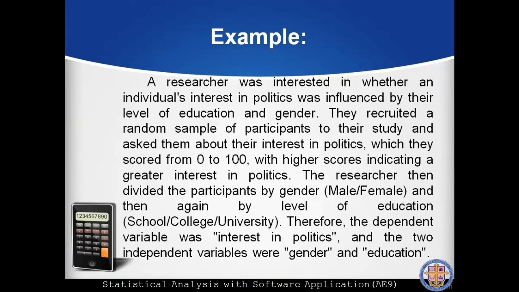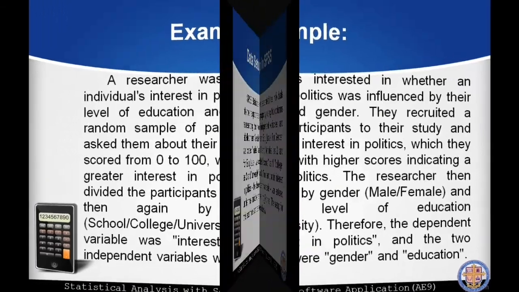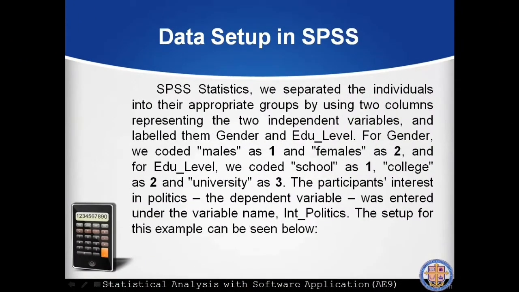The researcher then divided the participants by gender. So, we have 2 categories, and then by educational level, we have 3 categories: high school, college, or university. Therefore, the DV was interest in politics, and the 2 IVs were gender and education. How to perform this in SPSS?